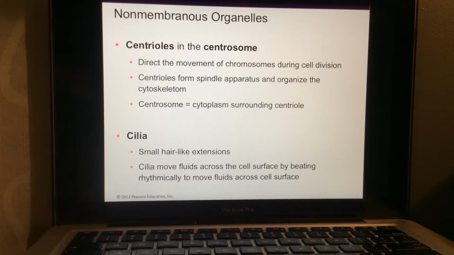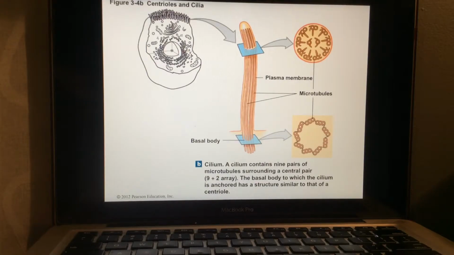You also see this in the reproductive tract to help move oocytes along the uterine tubes, or sperm from the testes to the reproductive tracts. So you're going to find them in various places. And this is what a cilia looks like. So, small hair-like extensions.